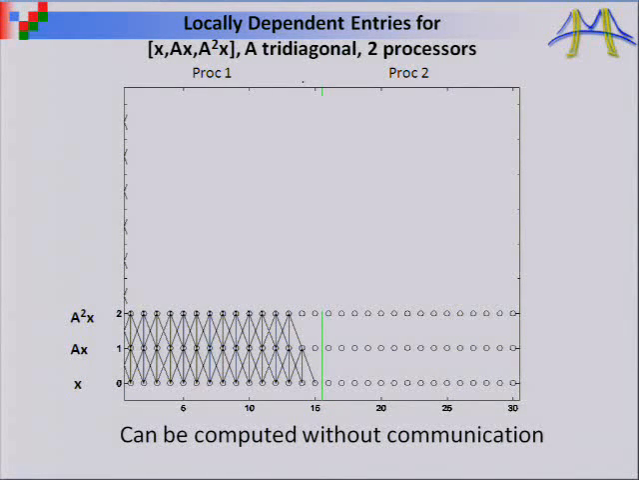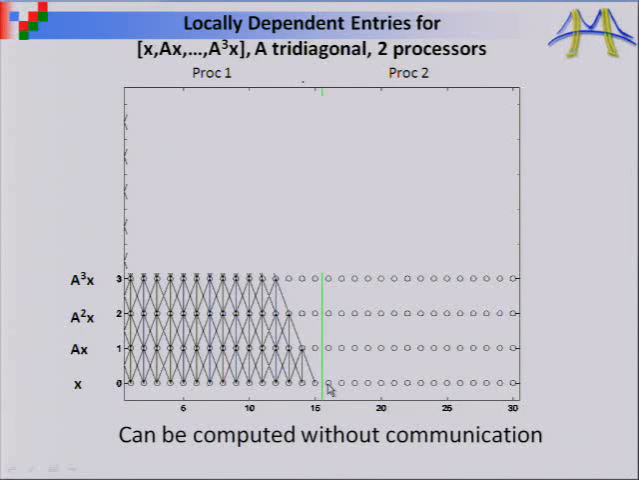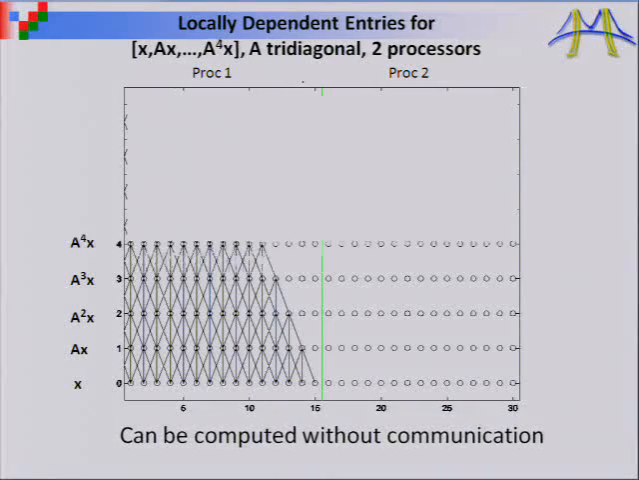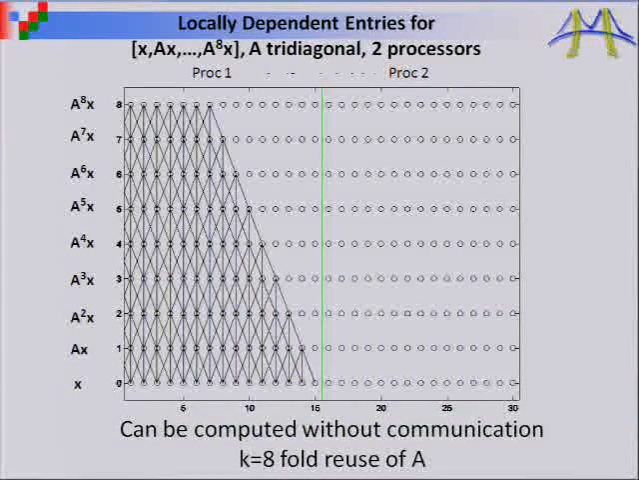Well, same picture. I just draw all the dependencies. And everything there you see I can compute, but I can't compute that one because it depends on that one and that one depends on that one. All right? A cubed, same idea. There's more missing data. And finally, let's suppose I want to take 8 steps. This is all I can compute if I don't do any communication. And all of these are missing because they depend on something over here.